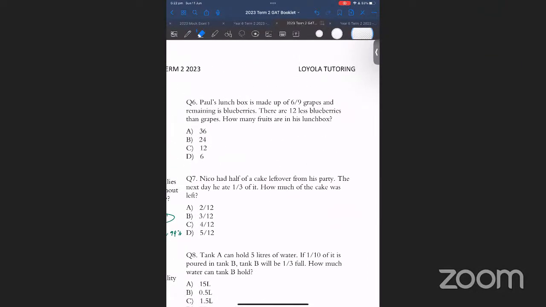Question number 6. Paul's lunch is made up of 9 grapes, and the remaining is blueberries. How many fruits are there in the lunchbox?